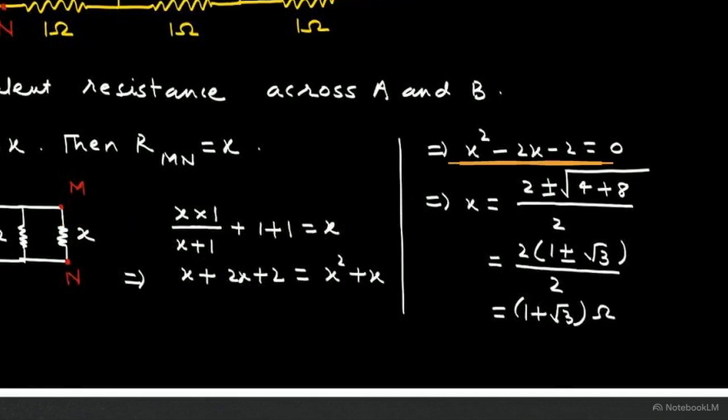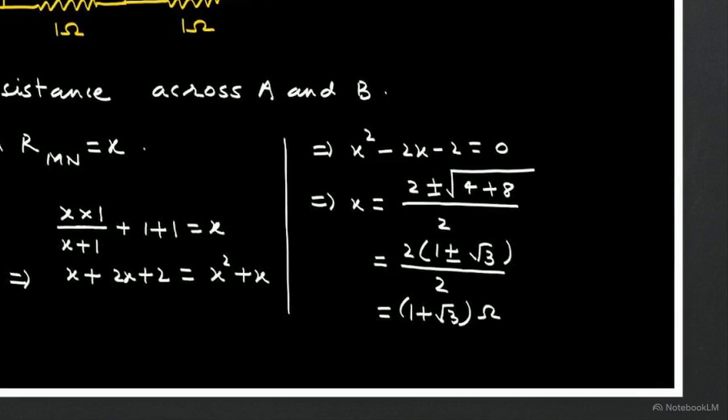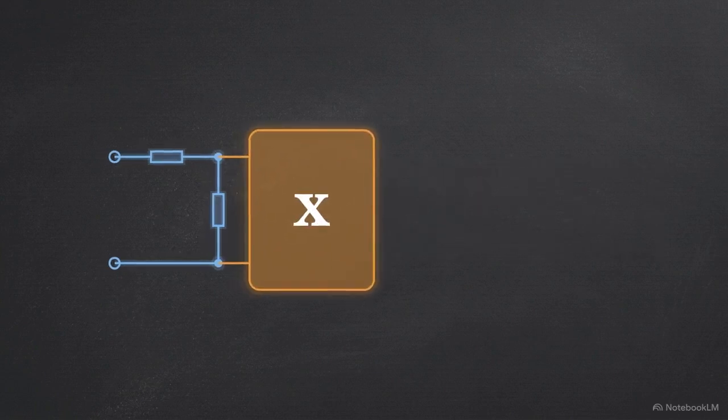This produces a quadratic equation, x squared minus 2x minus 2 equals 0. Applying the quadratic formula leads us to the final value, 1 plus the square root of 3 ohms. Infinite resistive networks are manageable once you identify the repeating unit and substitute the remainder with a single variable.